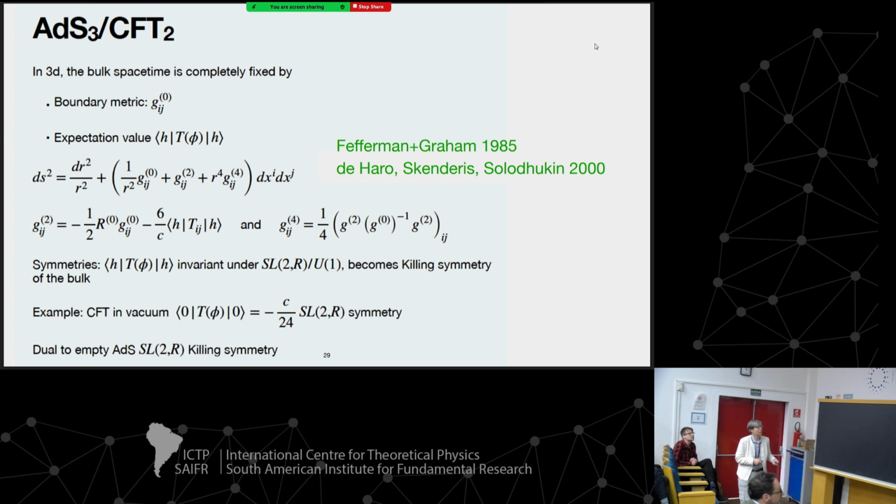Okay, and then you can do the standard Fefferman-Graham prescription to calculate the geometry that is dual to your particular CFT. The nice thing here is that the Fefferman-Graham expansion in this low dimension terminates after a finite number of terms. So it stops here, and you can directly express your higher order terms in terms of the energy-momentum tensor at the boundary.